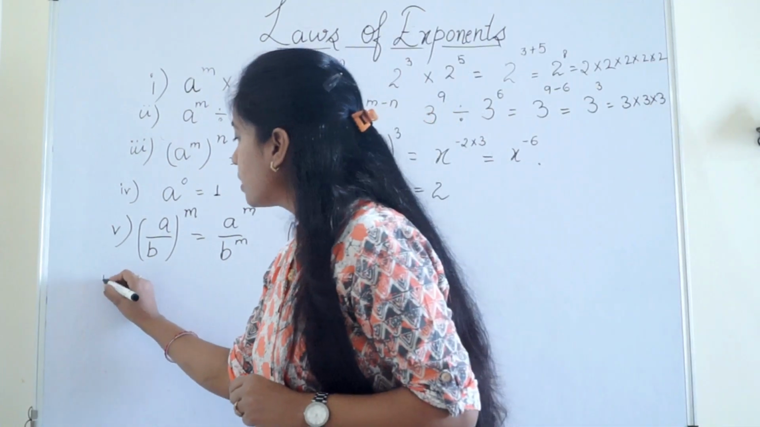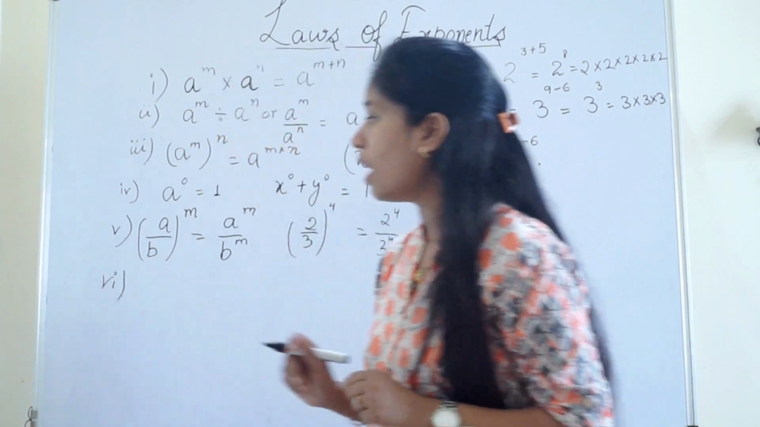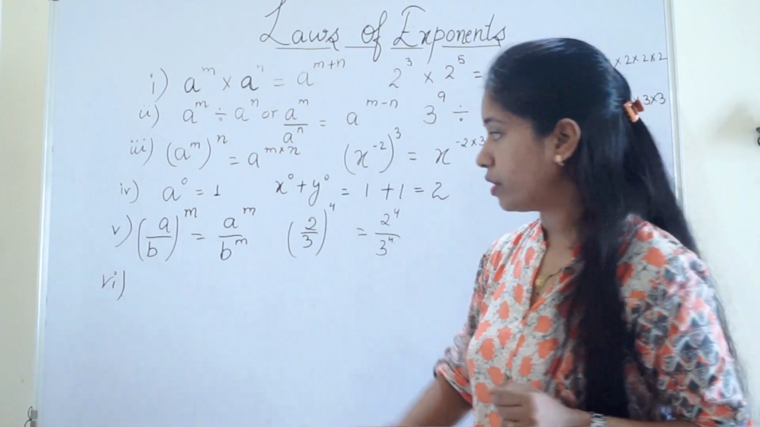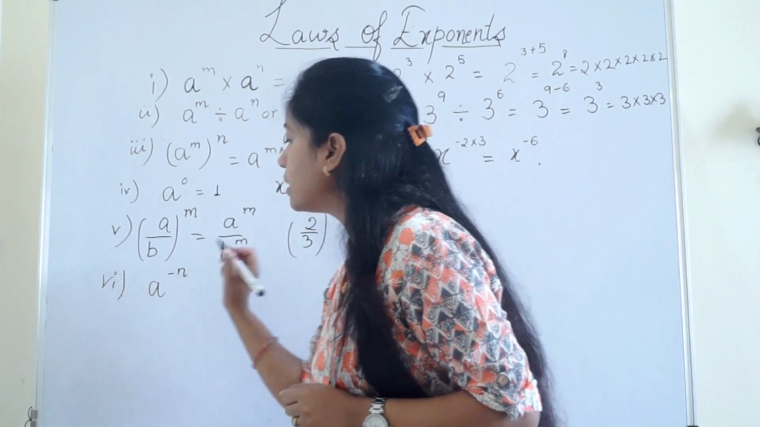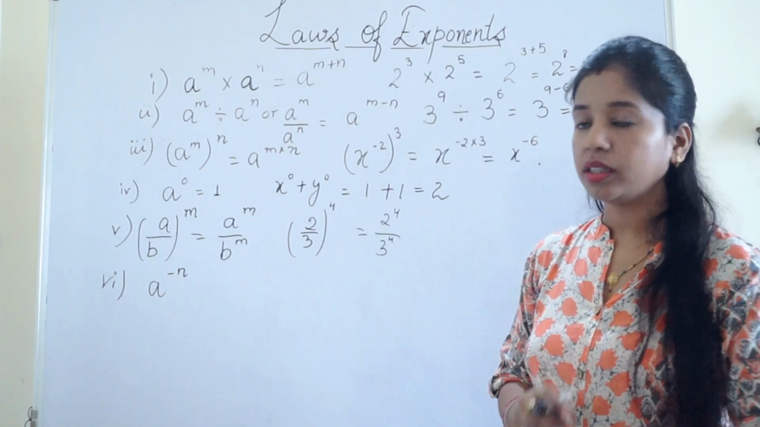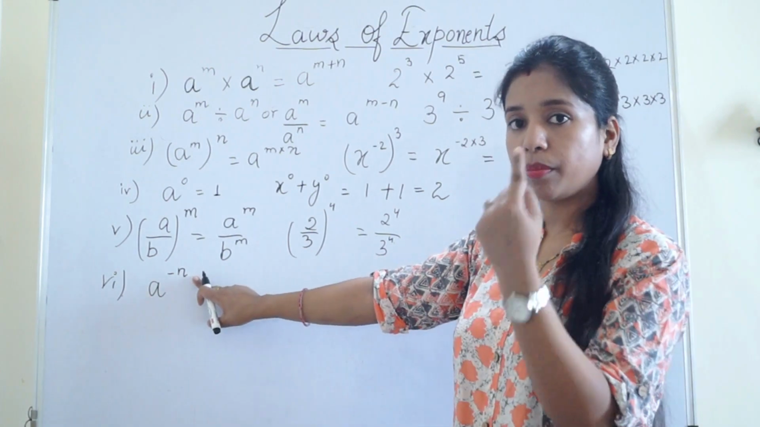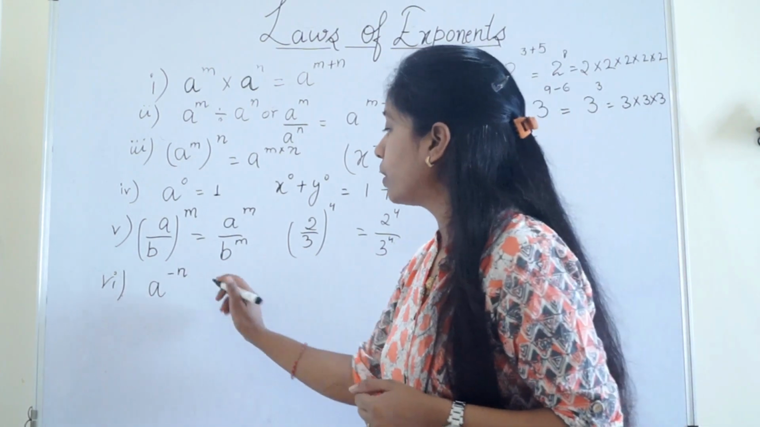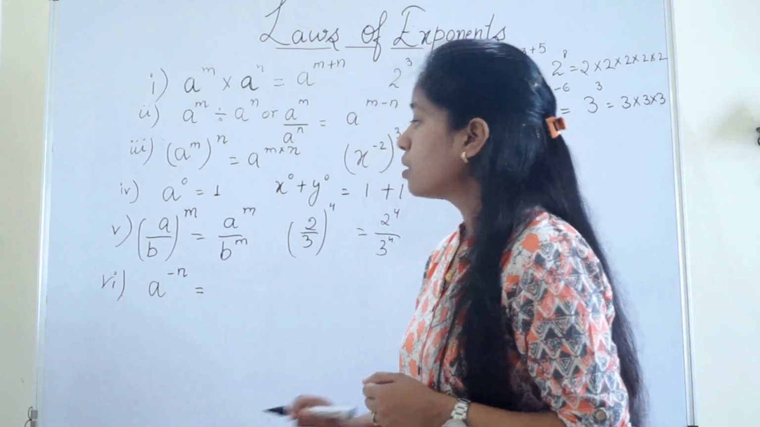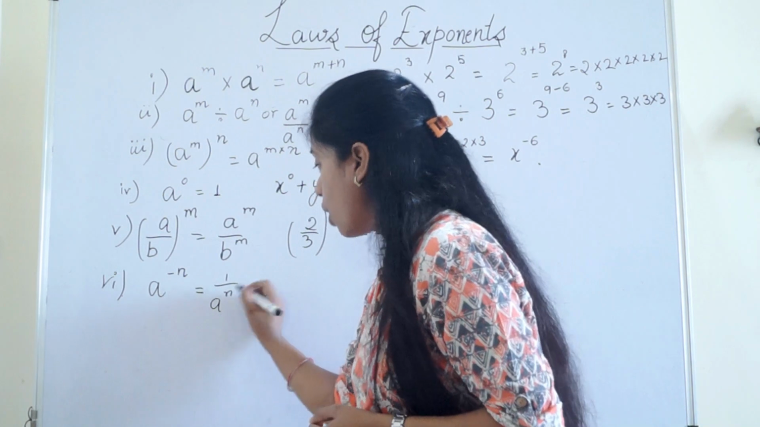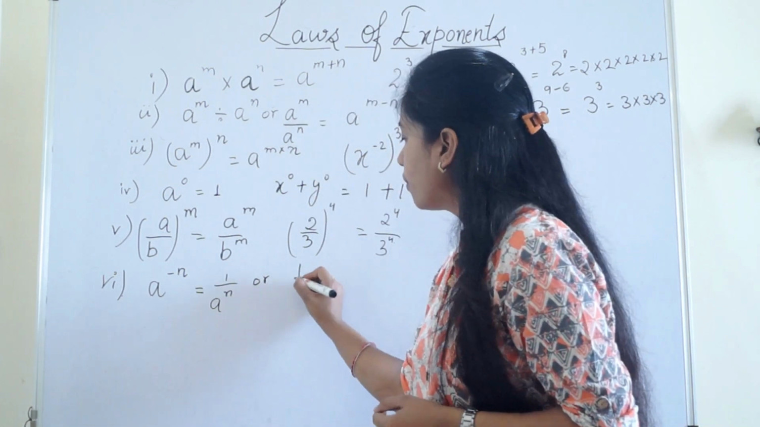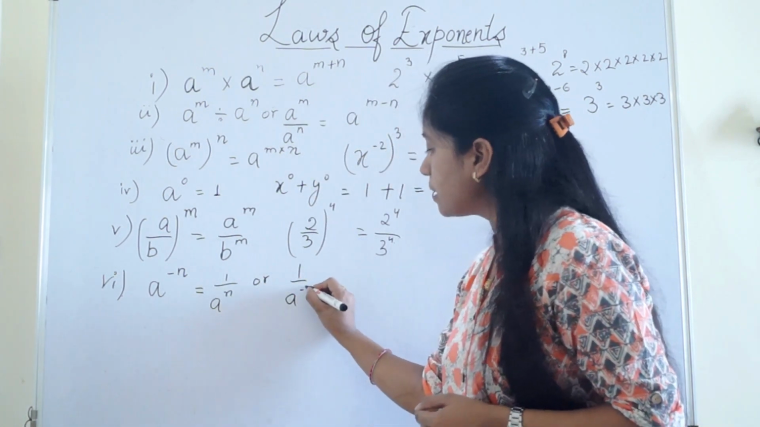Now another law is, suppose I am having any power in negative. I am having here a raised to the power minus n. In this case what happened? To make this power positive, we will reciprocate the number. We can reciprocate this value of a. So we can also write it like this: 1 upon a to the power n. Or in case we are having 1 upon a to the power minus n.